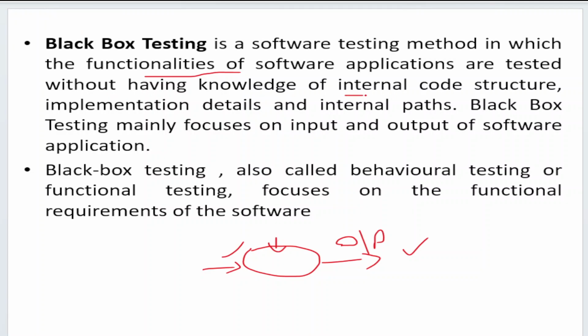But I don't know what type of internal code has been written in the program. I don't know what implementation details are internally hidden. I don't know how many switch cases, for loops or do while loops they have written. I just know how to test the software. That's it. That type of functionality testing is called black box testing. But what is the other name here? The other name is behavioral testing or functional testing. I may test the behavior or I can test the functionality, based upon the functional requirements of the software. So that is called black box testing.